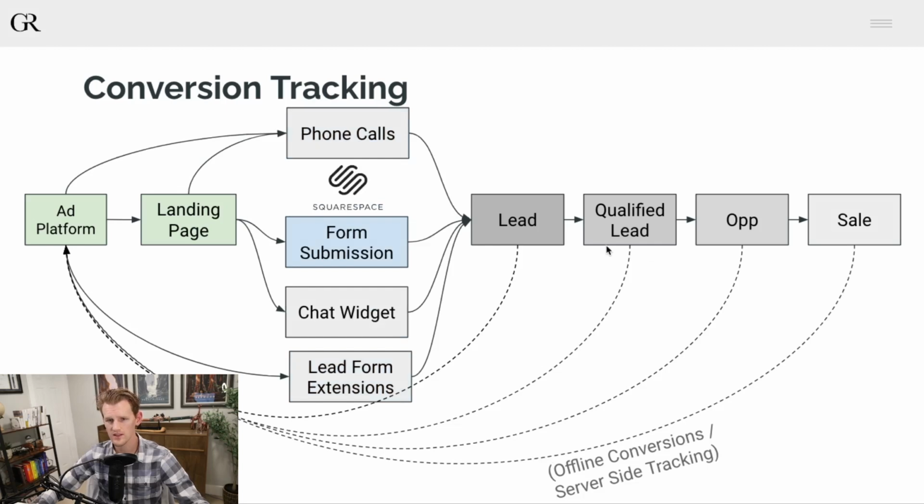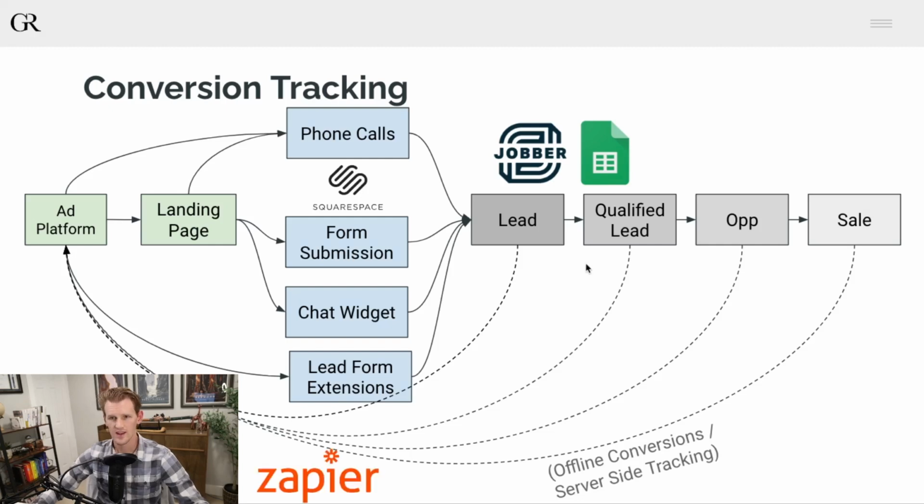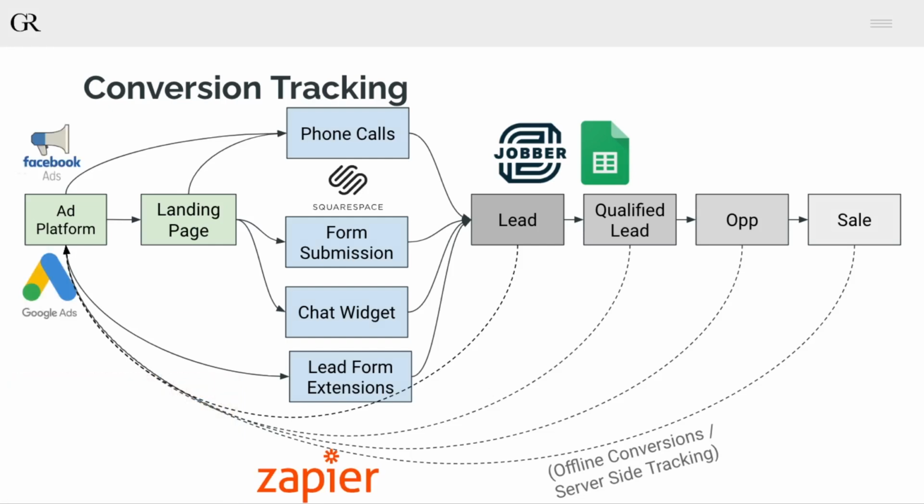Okay, so that is server-side tracking. For our case, we are using Squarespace to track our form submissions. We are using Jobber and Google Sheets to capture the lead information. We are using Zapier to integrate it all. And then we are pushing everything back into Facebook Ads and Google Ads to complete the conversion tracking.